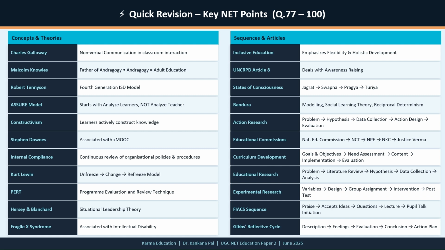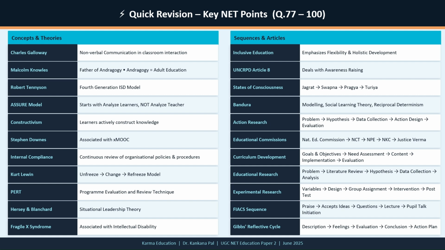The major educational commission sequence is National Education Commission, National Commission on Teachers, National Policy on Education, National Knowledge Commission, and Justice Verma Commission. Curriculum development follows goals and objectives, need assessment, content, implementation, and evaluation. Educational research follows problem, literature review, hypothesis, data collection, and data analysis.